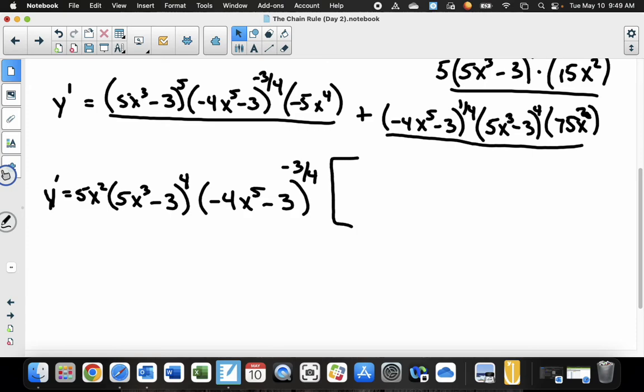We just figure out what we have left. What still did we leave behind? Remember, we took 4 of these 5 factors out, so I still have a 5x cubed minus 3. That's still there. We took out the next factor completely, so that's not there. And we took out a 5x squared, which means there's still a negative x squared there.